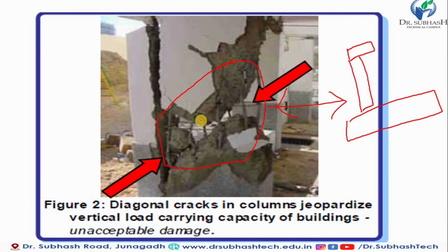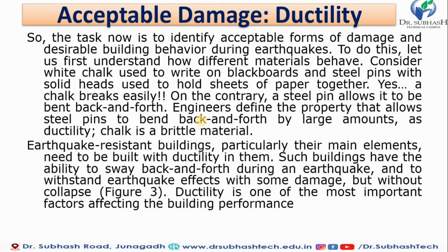That should be done after the inspection of this building. Now, acceptable damage and ductility. What should be the ductility and what should be the acceptable damage? So the task now is to identify the acceptable form of damage and the desirable building behavior during the earthquake.